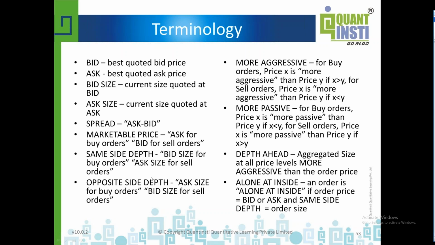More aggressive: price X is more aggressive than price Y if, for buy orders, X is greater than Y, and for sell orders, X is less than Y. It's as the name suggests. More passive would be the opposite of it. Depth ahead is the aggregated size at all price levels more aggressive than the order price.